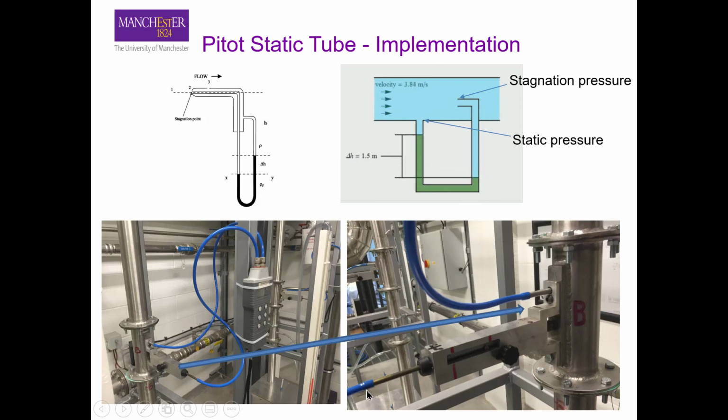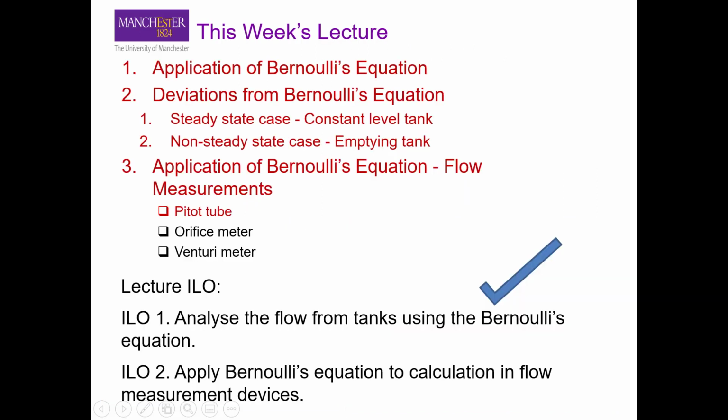Okay, so by moving this tube inside this pipe at different heights, you can actually calculate velocity at different points inside this pipe, and then you can take the average of all the velocities you measure, and then calculate the average velocity of the fluid inside the pipe. And in the next part we will look at the orifice meter and venturi meter.